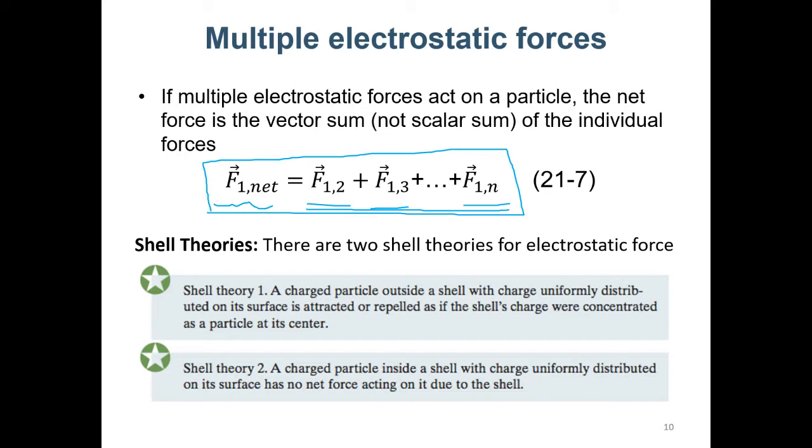So we talk about another one called the shell theorem. We don't really have an explanation now, and in chapter 23 for the Gauss law, we'll talk about an explanation for this. But so far, you can just keep it in mind first. There are two versions of the shell theorem for electrostatic force. The first one mentions that a charged particle outside a shell with charge uniformly distributed on its surface attracts or repels as if the shell charge were concentrated as a particle at its center.